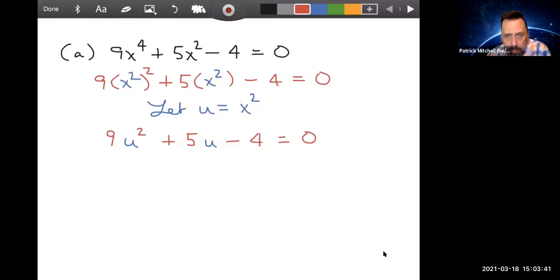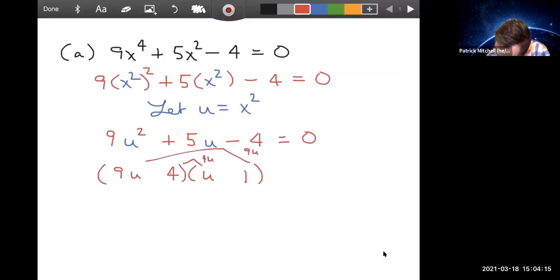So I believe it is possible to solve this equation by factoring. Let's see. So I'm going to use trial and error because that's what I'm used to. Let's try maybe 9u and u. Okay, so we need that middle term to come out to be 5u. 4, oh, there we go, 4 and 1. There's 4u, there's 9u, and I can make that come out to plus 5u as long as I make this a plus and I make this a minus.